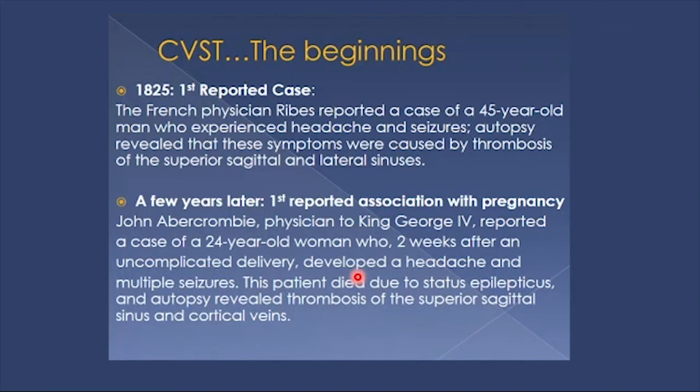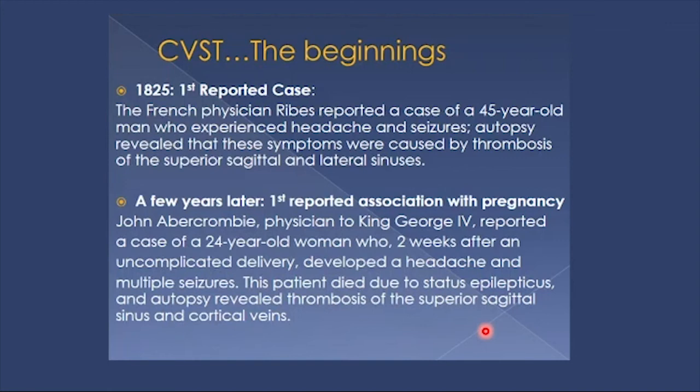This is the oldest reported case of somebody who was suspected to have succumbed to CVST. A few years later, John, the physician to King George IV, reported a case of a 24-year-old woman who, 2 weeks after completed delivery, developed headaches and multiple seizures. She succumbed to the status epilepticus, and thereafter the autopsy revealed thrombosis of the superior sagittal sinus and cortical veins.